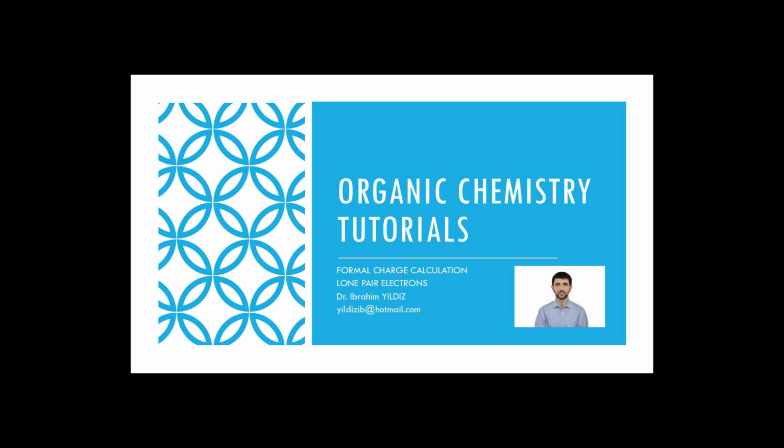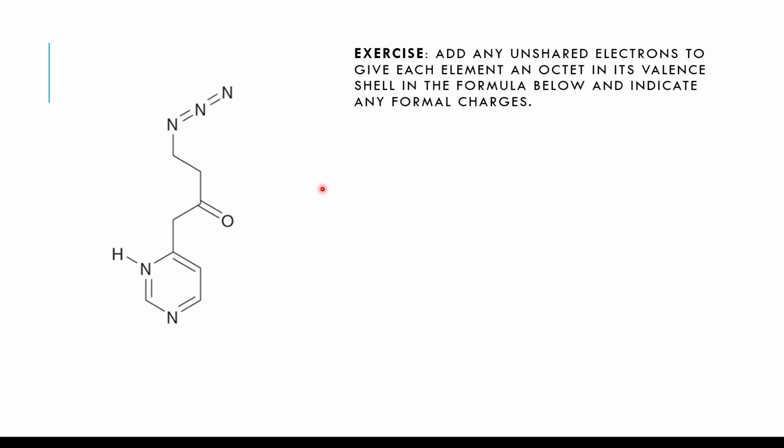Hi, in this tutorial we are going to have an exercise related to octet rule, lone pair electrons and formal charges. In the exercise we need to add any unshared electrons to give each element an octet in its valence shell in the formula below and indicate any formal charges. Let's start from the upper part.